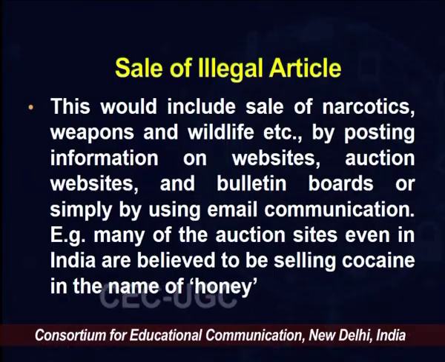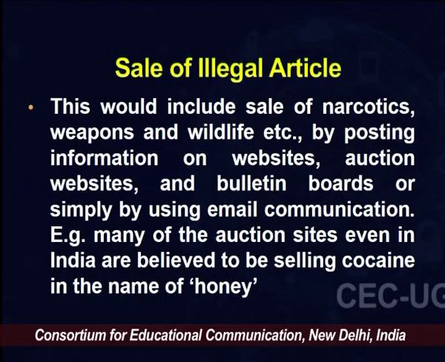Another cybercrime is the sale of illegal articles, for example, selling narcotics, weapons, wildlife. For example, we know certain wildlife animals are very expensive and in very high demand. The crocodile skin for making bags, the snake skins for making bags. So, such information is posted on websites, auction websites, bulletin boards. Many of the auction sites, even in India, are believed to be selling cocaine in the name of honey. So, that is the sale of illegal articles, which also comes into cybercrime.